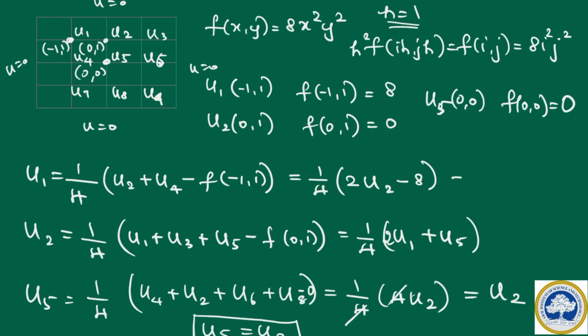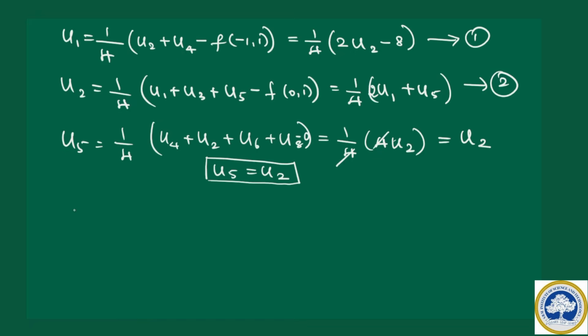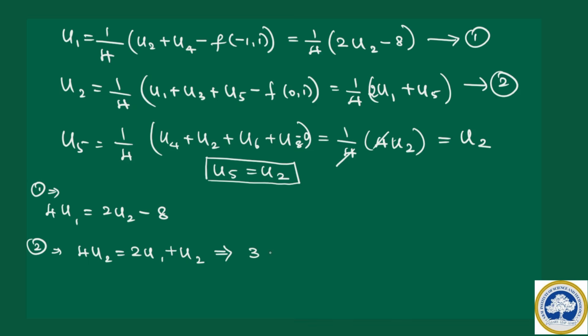So now we can simplify equations 1 and 2. From equation 1 we can write 4u1 is equal to 2u2 minus 8. From equation 2 we can write 4u2 is equal to 2u1, and again u5 can be replaced as u2, so plus u2. If you take u2 this side, 4u2 minus u2 is 3u2 is equal to 2u1, right? So multiplying by 2 on both the sides, 6u2 equal to 4u1.